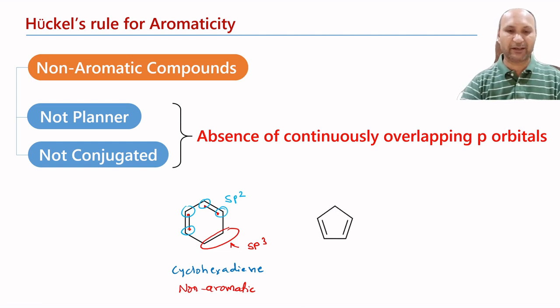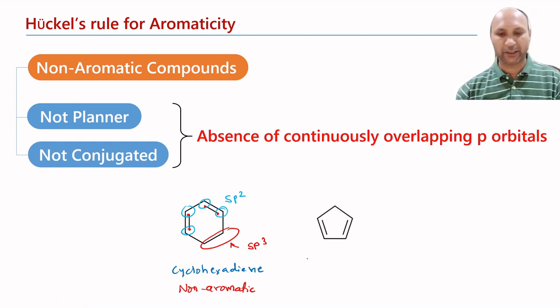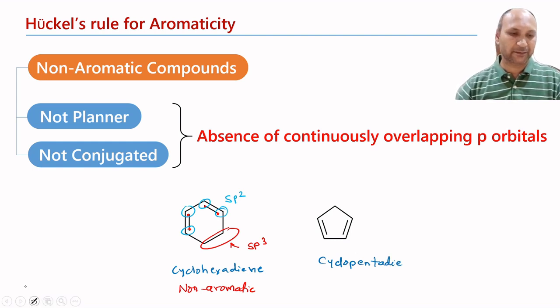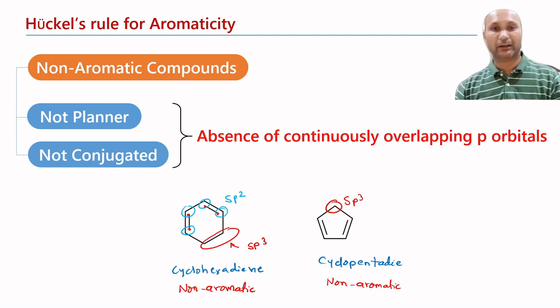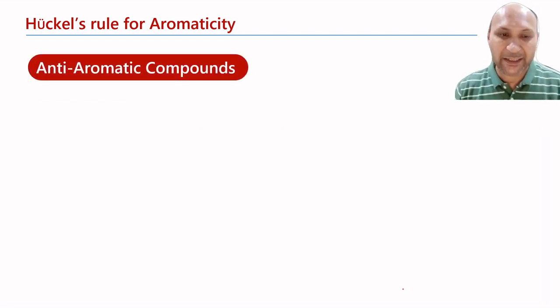So in the same manner we can have cyclopentadiene as well. Just as in the case of cyclohexadiene, the cyclopentadiene again contains an sp3 hybridized carbon, and therefore it is again going to be non-aromatic. Okay, so now let us come to the anti-aromatic compounds.